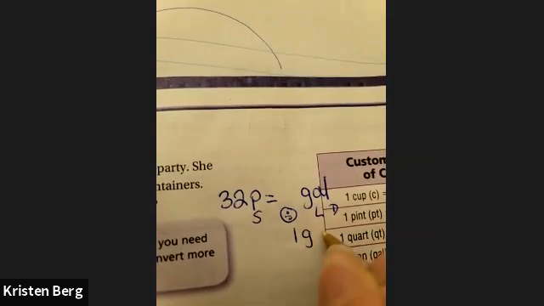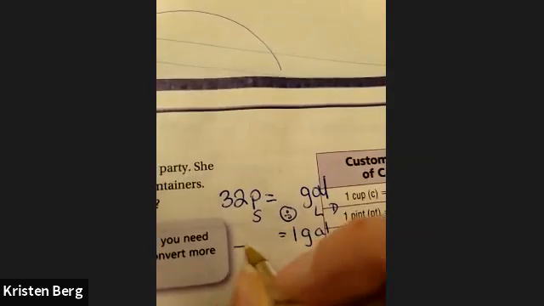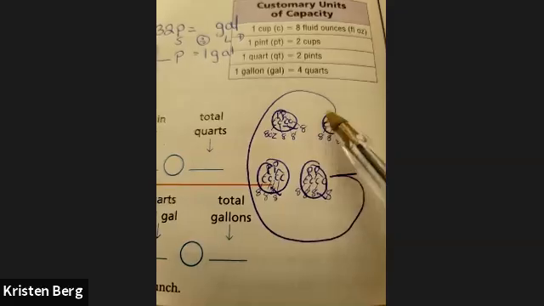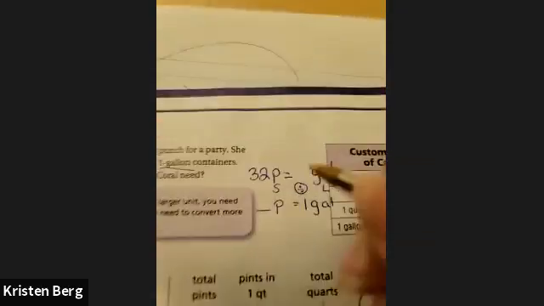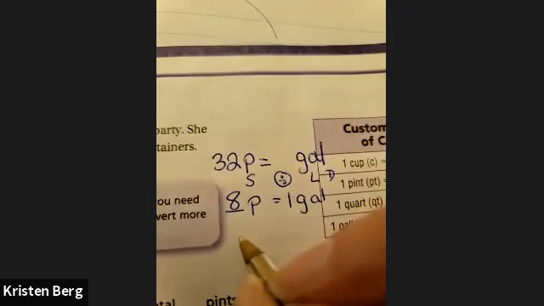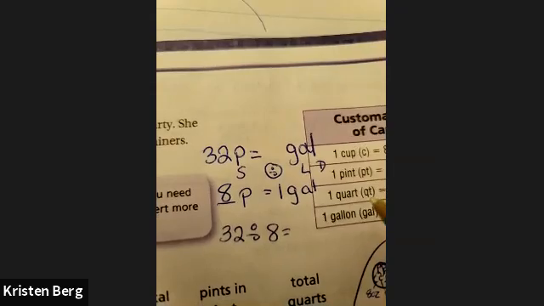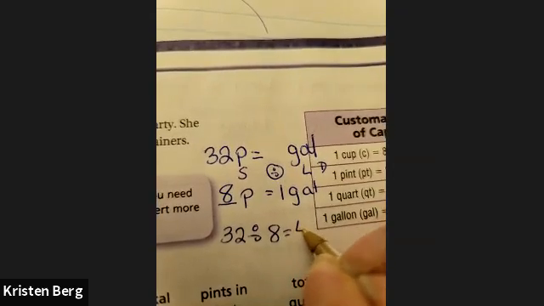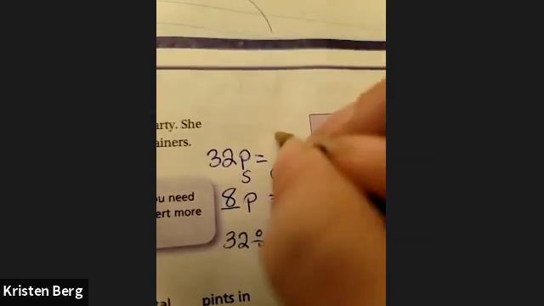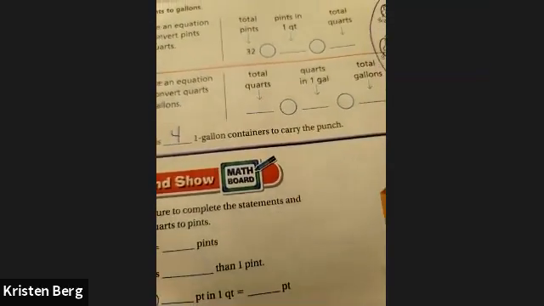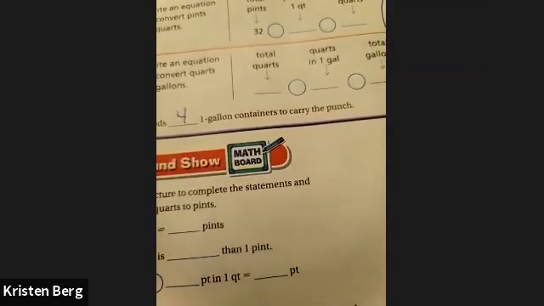1 gallon has how many pints? So in my entire gallon, how many pints are there? Well, there's 2 plus another 2, 2, 4, 6, 8. So there are 8. So in order to solve this, I would do 32 divided by 8, which is how many 8s go into 32, would be 4. So therefore, they would need 4 gallons to do this. All right, next.